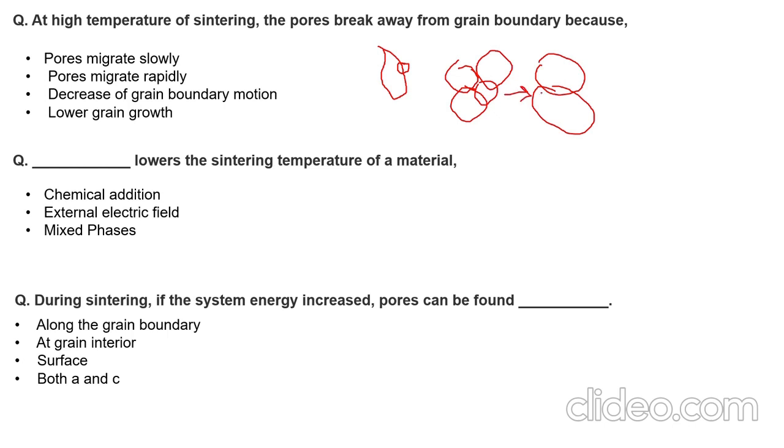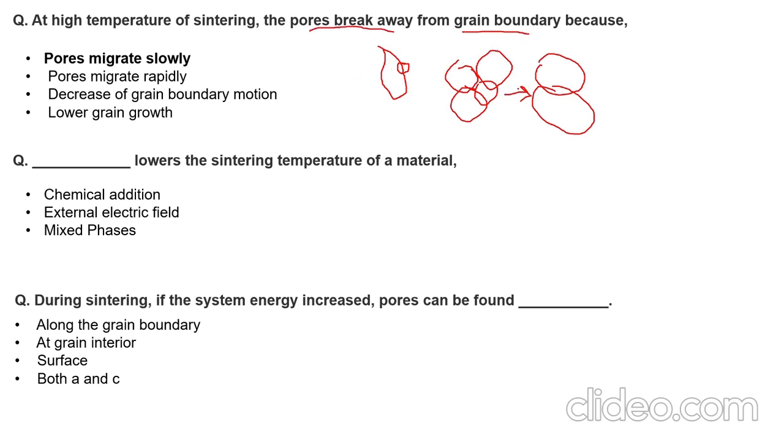So because of the grain growth, what happens? The grain boundaries tend to move with the growth of the grains, and as the grain boundary moves, the pores which are present along the grain boundary are not able to migrate as easily as the grain boundary. So as a result, what happens? The pores are left behind while the grain is moving in some direction. As a result, the pores and the grain boundary break away. So there is a point where they break away from one another.